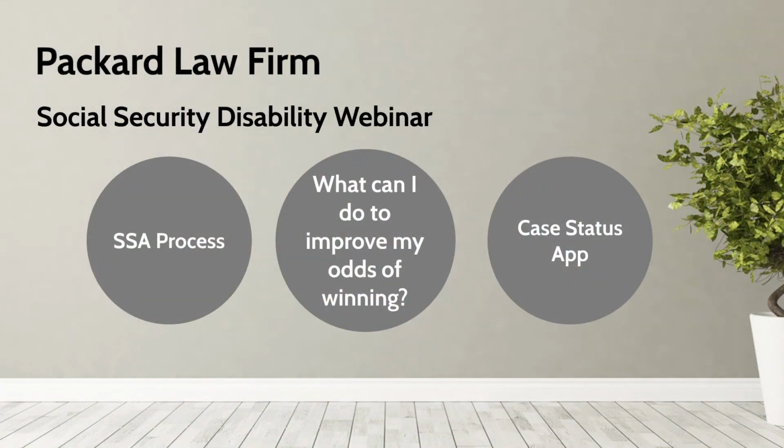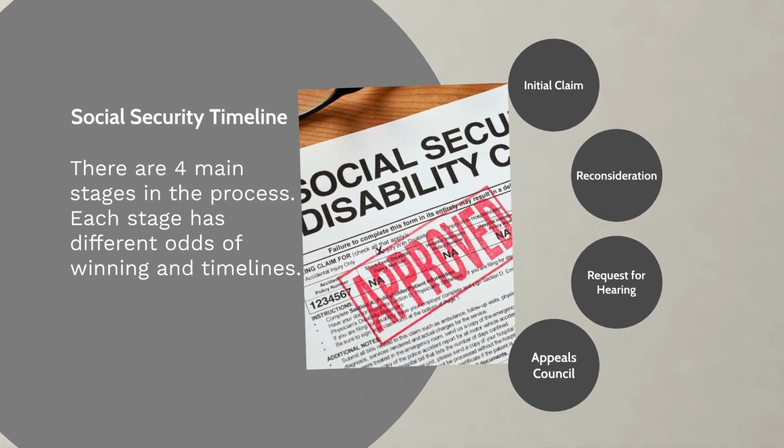Okay, so today we're going to be talking about three main concepts. First, the Social Security process. What can I do to improve my odds of winning? And then finally, a great tool that we have for our clients called Case Status. It can make communicating with us very, very easy for you. So first, let's go ahead and talk about the SSA process.